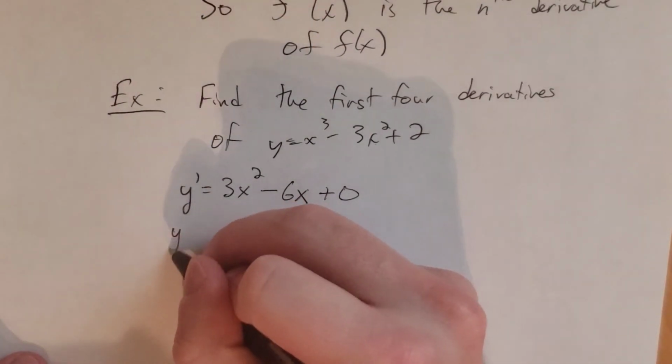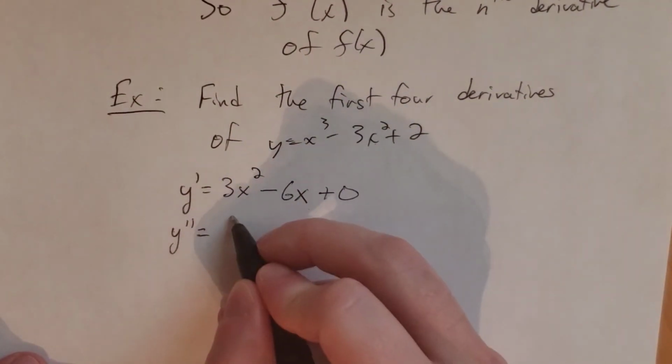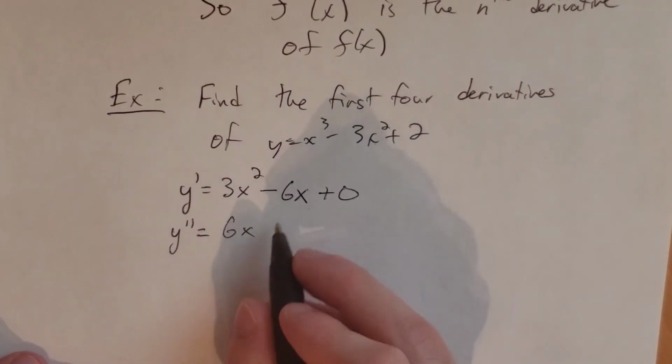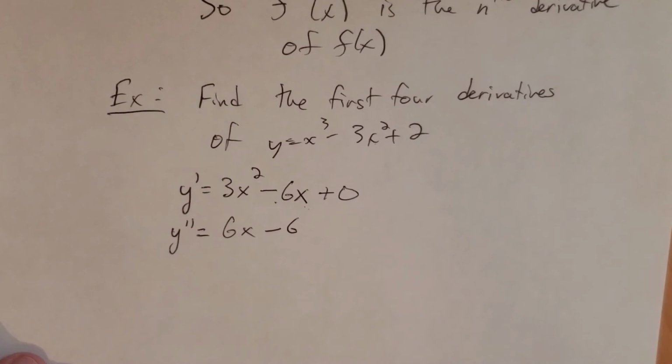All right, what is the second derivative? Well, that is the derivative of the first derivative, so we just take the derivative of this. Derivative of 3x squared is 6x. The derivative of negative 6x is just negative 6. And derivative of 0 is just 0, so we can leave that off.